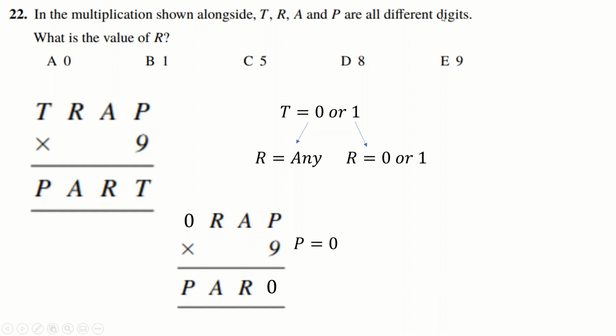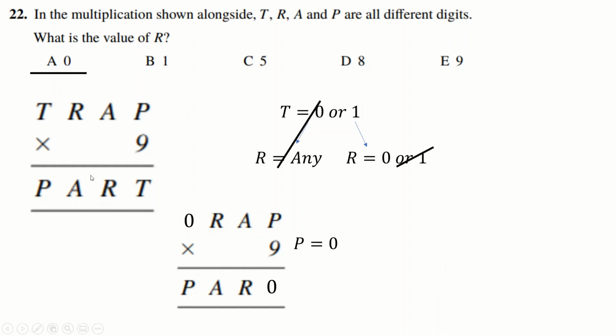Because we're using the same digit. They must all be different digits. So T can't be 0. So T has to be 1. And if T is 1, R can't be 1, because then again, different digits. So R has to be 0. And that'll be our answer. R has to be 0.